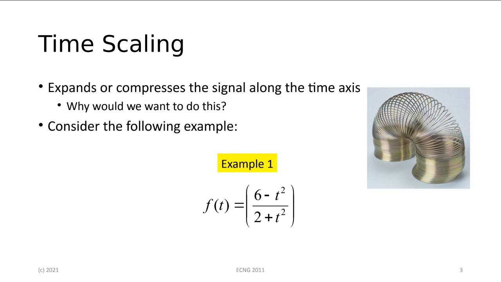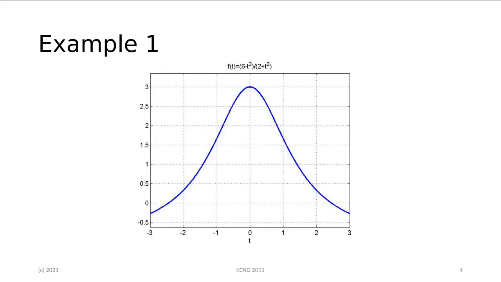All right. So take a function here. It's some arbitrary function, 6 minus t squared over 2 plus t squared. So it's a function of time, and we simply plot the function. You can do this in MATLAB or however you want. So you get the function, it looks like this. It's occupying some space in time, running from -3 to +3, maybe in seconds. 3 seconds, maybe, we don't know.